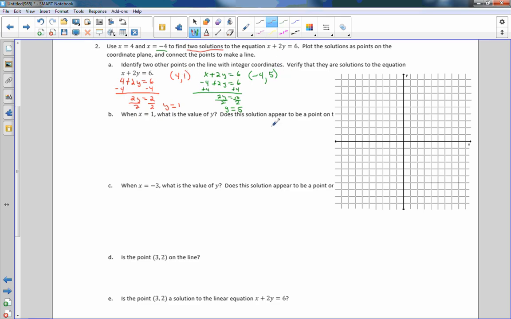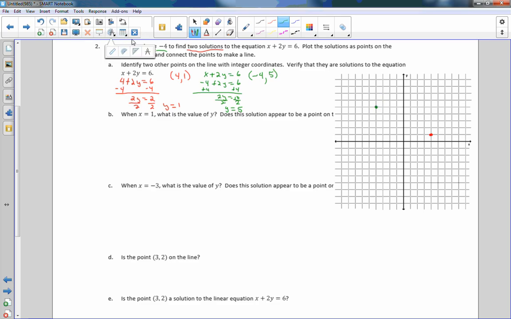So if I plot the point (4, 1), I start at my origin. The 4 tells me to go right 4, and the positive 1 tells me to go up 1. So this is my first point, (4, 1). My second point, I'll do in green, means to go from the origin left 4, up 5. So 1, 2, 3, 4, 1, 2, 3, 4, 5. And there is my second point here.